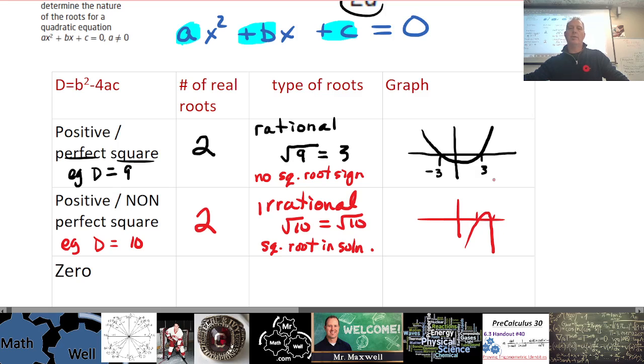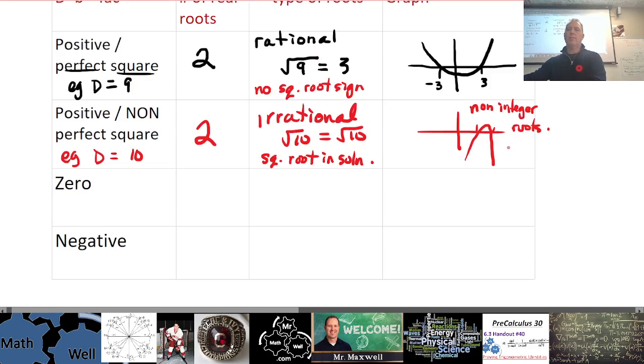So still two roots, but non-whole numbers, non-integers. Okay, so non-integer roots. Sorry? How do you know that it's over there? You don't. That's just an example. It's an example graph. Okay? So still have two roots. It'll still cross twice.